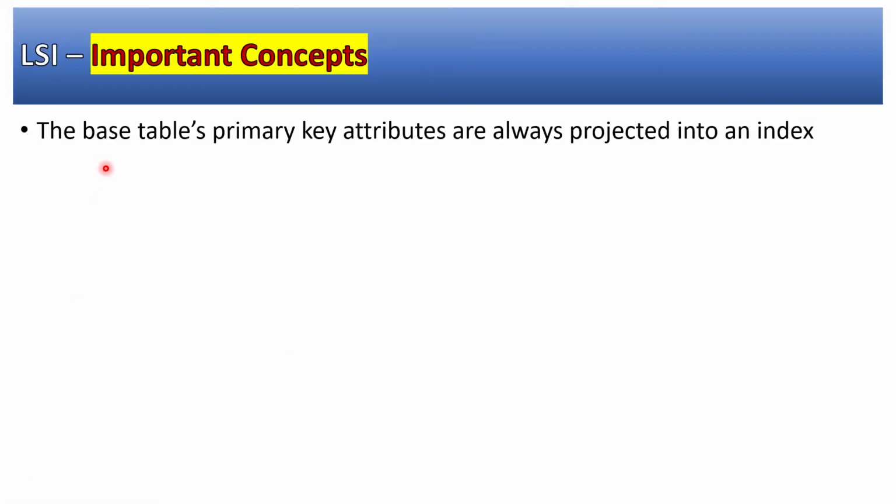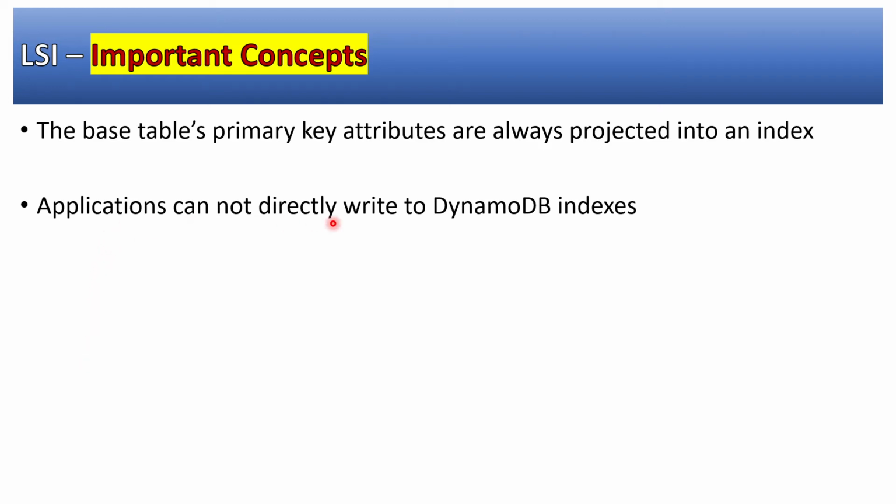Important concepts: the base table's primary key attributes are always projected into an index, right? Applications cannot directly write to DynamoDB indexes. Please make a note of this. You will have to write to the base table, then it is DynamoDB which takes care of syncing that base table record into LSI. And while writing, in case the partition key and sort key of LSI are not present in the record, then that will not be written into the index. Partition key will always be there in the record, because without partition key of base table you cannot write into the table. But in case sort key is not present, then it will not be written into the LSI. Sort key, I mean sort key of LSI.